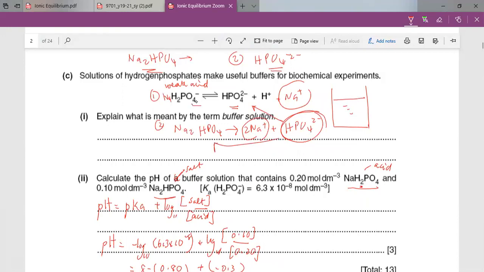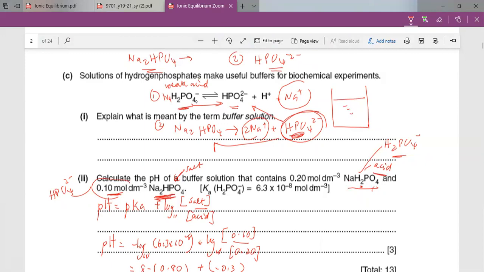Because this one here can only give a small amount, since it is a weak acid, a lot comes from here. So what concentration is this? This is of HPO4 2 minus, and this here is of H2PO4 minus. This is the acid. So you must recognize: once you see NaH2PO4, this is the acid. Na2HPO4 is a salt, or a base.